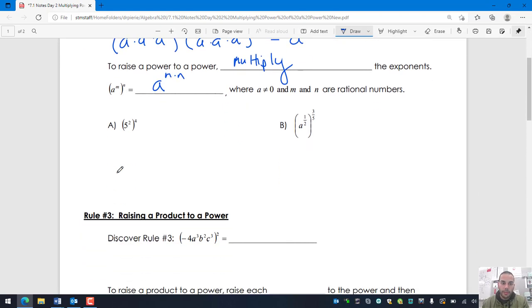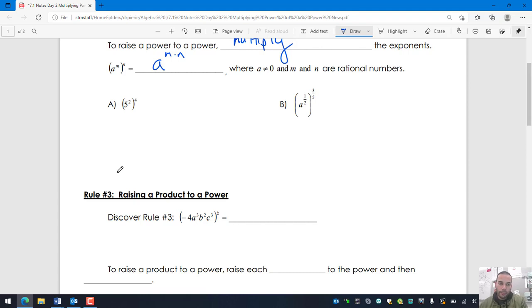So if we do a few examples of that, if we have 5 squared to the fourth power, this should be the exact same thing as 5 to the 2 times 4. And 2 times 4 is equal to 8. This is the exact same thing as 5 to the eighth power.